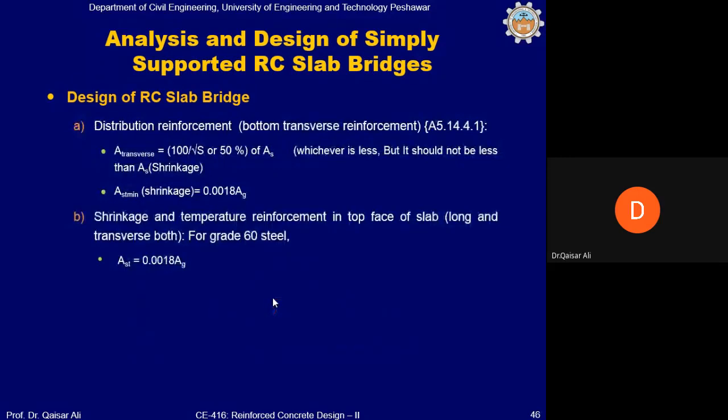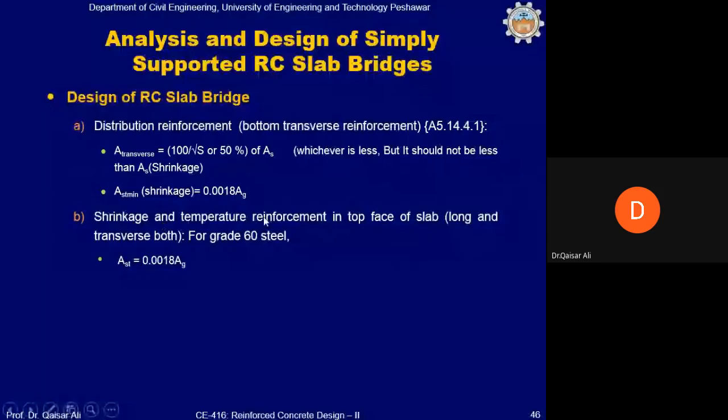Now, the AASHTO recommendation. There are different recommendations with regard to the reinforcement. It says that the main reinforcement will be provided along the span length of the bridge. But the transverse reinforcement along the width of the bridge shall be taken equal to 100 divided by square root of S, or 50% of the main reinforcement, whichever is less, but should not be less than A_s shrinkage. And A_s shrinkage is 0.0018 times the gross area.